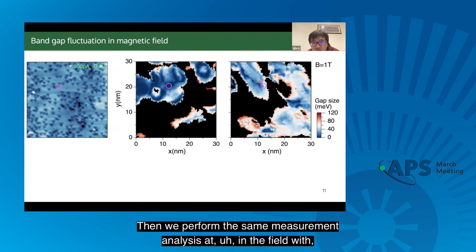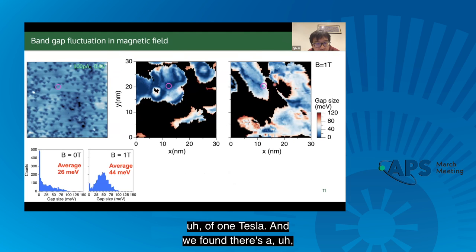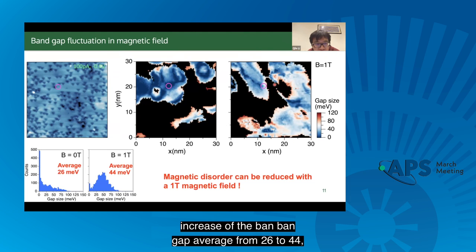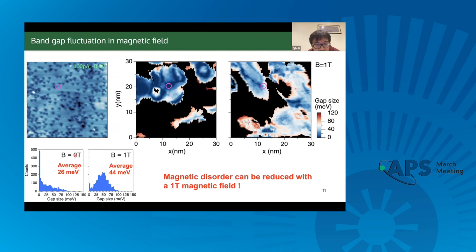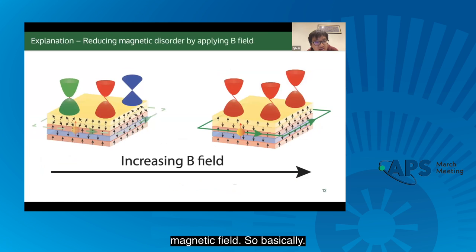Then we perform the same measurement and analysis in a field of one Tesla. We found there's an increase of the average band gap from 26 to 44 with and without field. So this tells us the magnetic disorder can be reduced by even just one Tesla magnetic field.